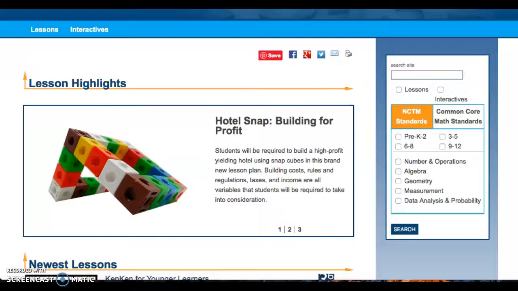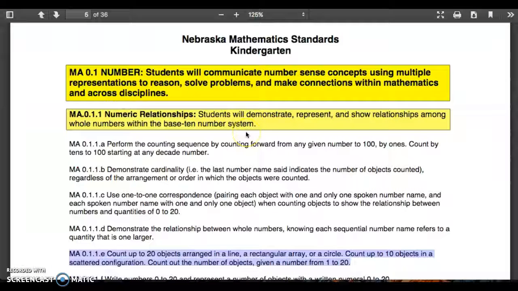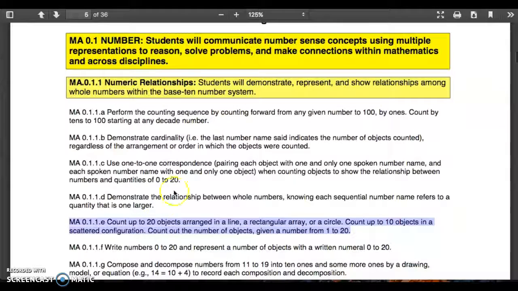I am focusing my lesson on the number standard in kindergarten that states count up to 20 objects arranged in a line, a rectangular array, or a circle. Count up to 10 objects in a scattered configuration and count out the number of objects given a number from 1 to 20. Number is a fundamental concept at this age level.